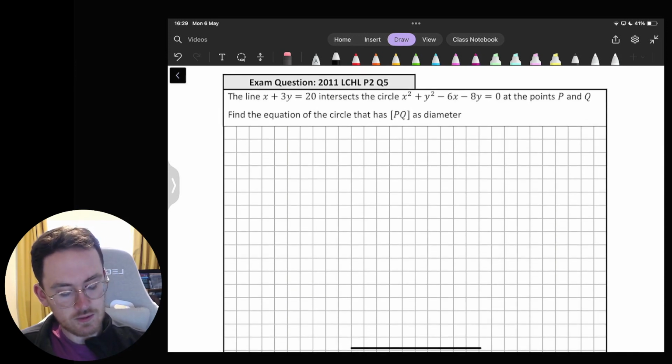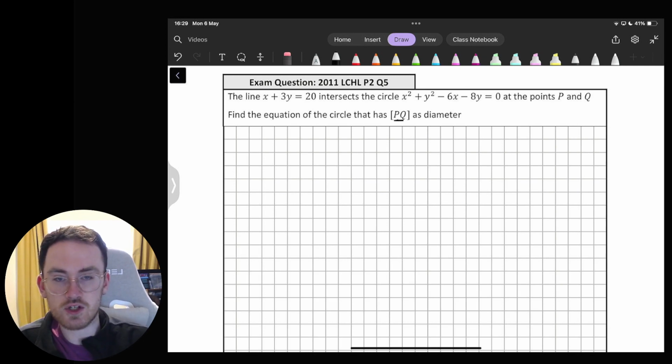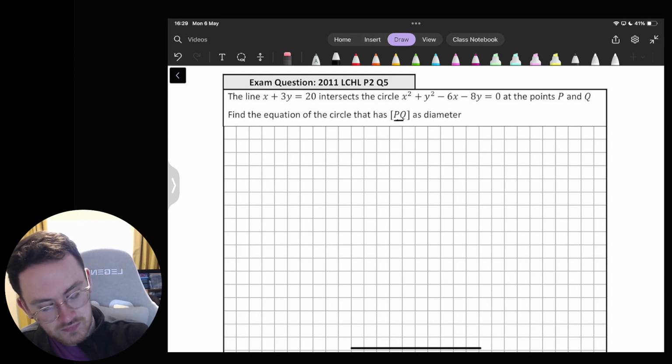So the exam question: the line x plus 3y equals 20 intersects the circle at the points P and Q. Find the equation of the circle that has P and Q as diameter. Okay, so first of all, we obviously need to find the 2 points P and Q. So let's just work our equation here. x equals 20 minus 3y.